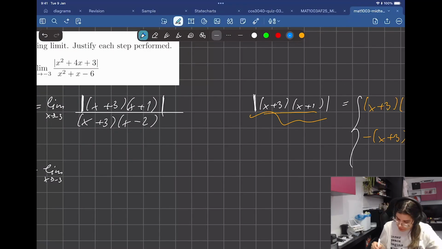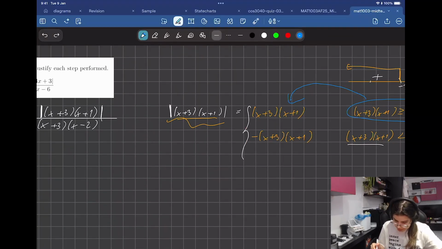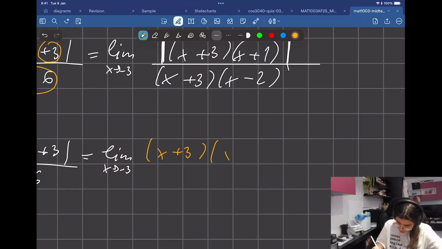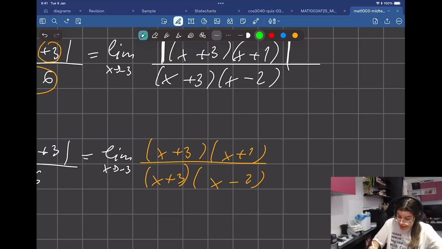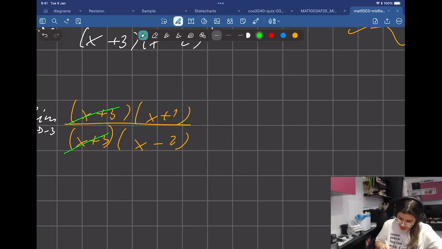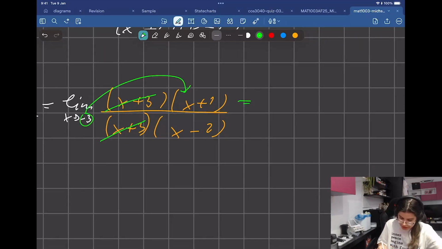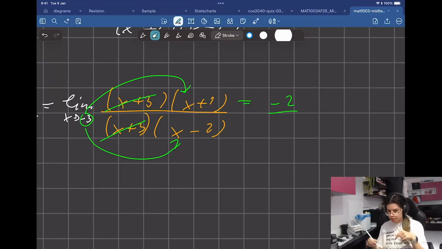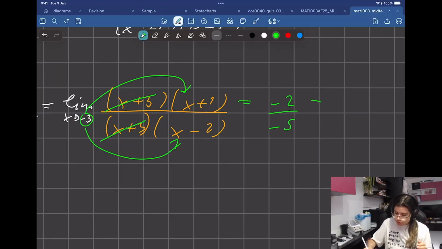Okay? So now instead of the modulus, I'm just going to write down this thing. So that's x plus 3 times x plus 1 over x plus 3 times x minus 2. And then I can cancel these two out, right? And I can just try to plug in minus 3 for x. So in the numerator, I have minus 3 plus 1, which is minus 2. In the denominator, I would have minus 3 minus 2, which gives me minus 5. Therefore, the answer for this particular left-hand side limit is 2 over 5, or 2/5.